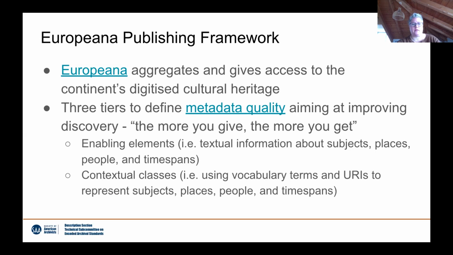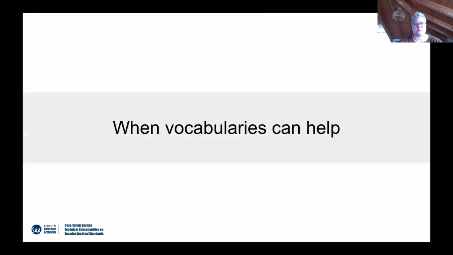And one thing that they have in this tier model is that they talk about enabling elements, which essentially is speaking about textual information, about subjects, places, people, and time spans in their context. And then they enhance that as a next step into contextual classes. And that is where those vocabulary terms are connected with URIs to actually be intuitive and usable.